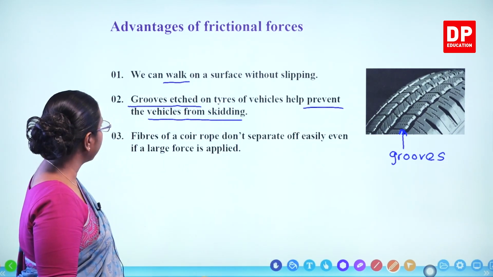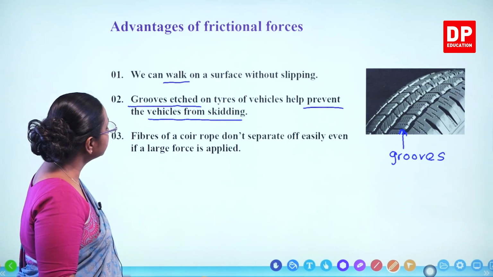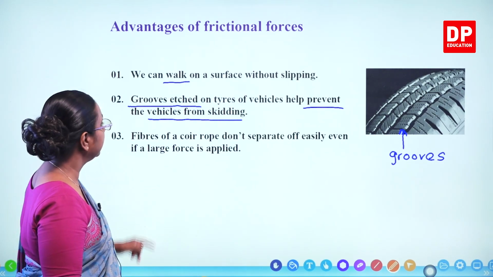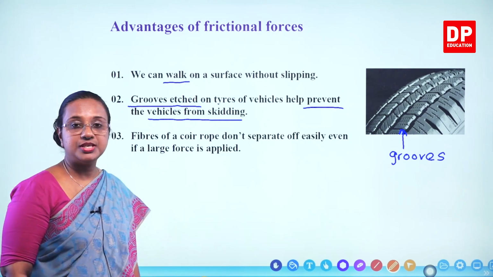Then the third advantage: fibers of a coir rope don't separate easily even if a large force is applied.